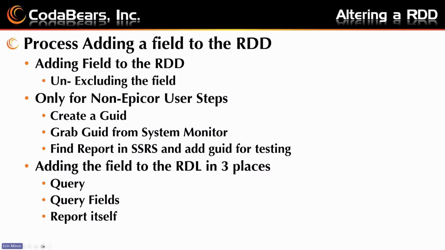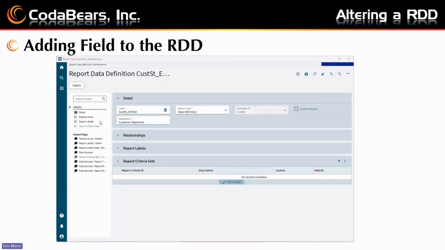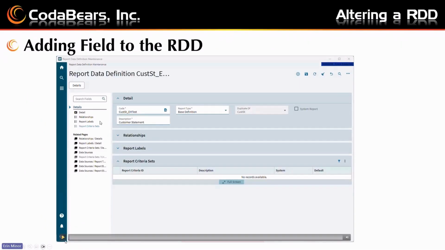And then in this, we're going to talk about adding the field to the actual RDL, so the SSRS report, in three places, which is the query expression, the query fields, and then the report itself. And so we have slides for each of those to go through and talk about it. So let's talk about adding it to the RDD itself first. We're going to play this video.